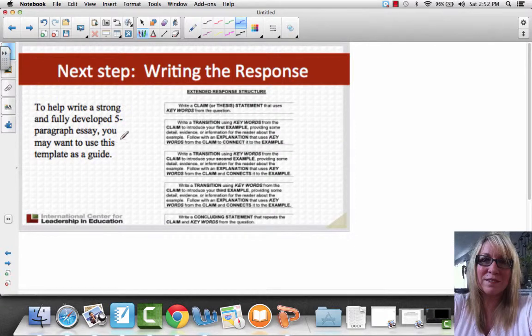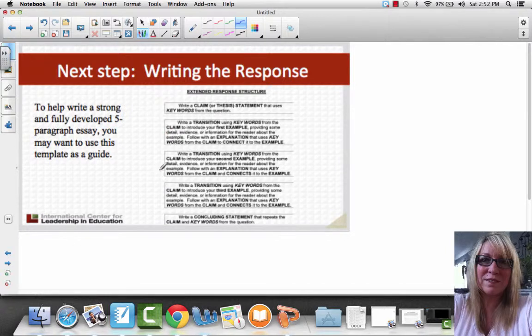To help writing a strong and fully developed 5-paragraph essay, you may want to use this template as a guide. First, you're going to write your claim or your thesis statement that uses keywords from the question. Then you're going to write a transition using keywords from the claim to introduce your first example, providing some detail, evidence, or information for the reader about the example. Follow with an explanation that uses keywords from the claim to connect to the example.